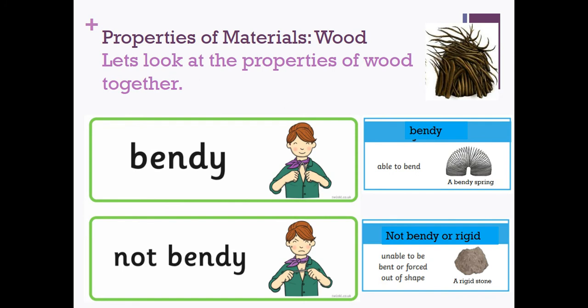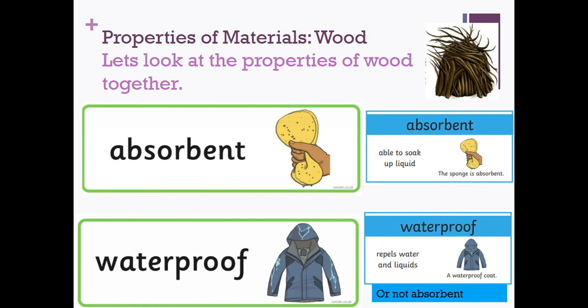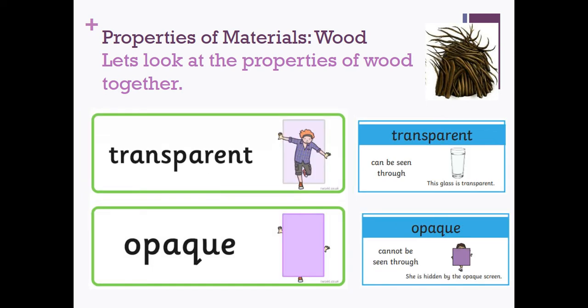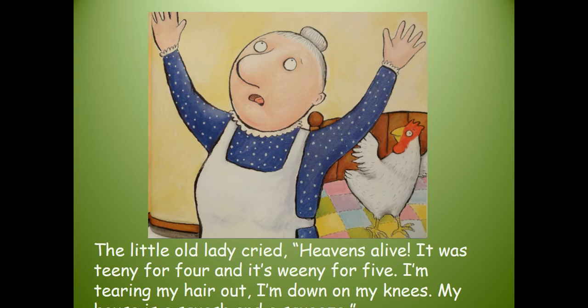We know that wood is usually not bendy, although you can, if you put enough force on it, bend a stick. And we also know that wood can be absorbent, although sometimes it's also waterproof. And we know that wood is not transparent, we cannot see through it, it is opaque, it cannot be seen through. Let's get back to the story.